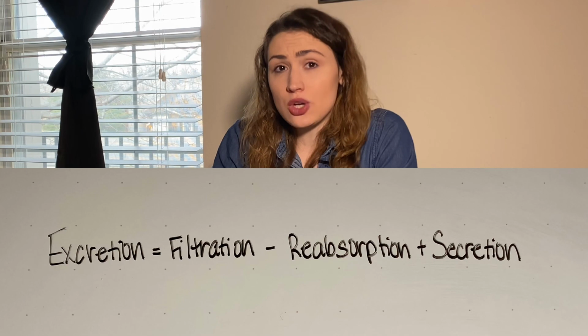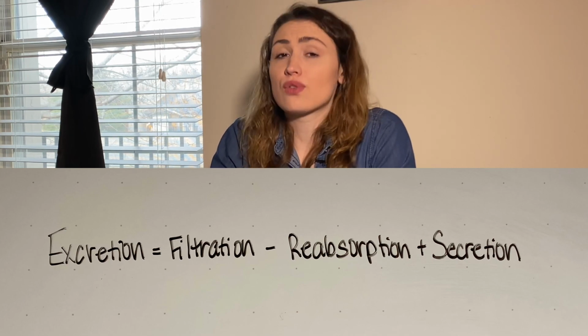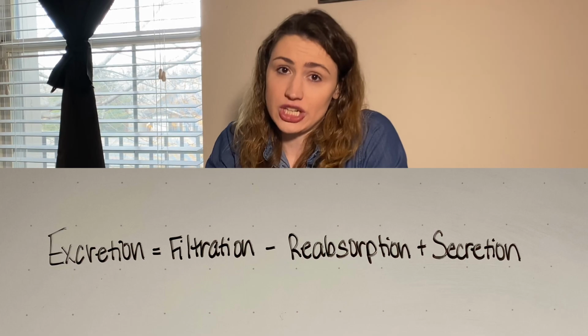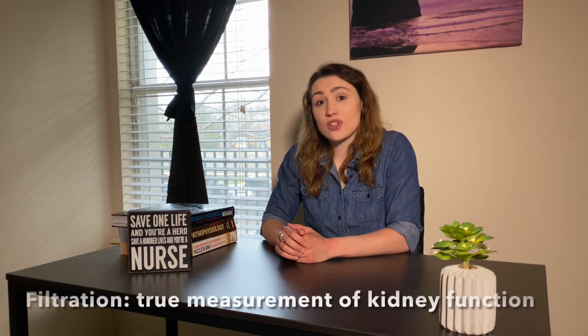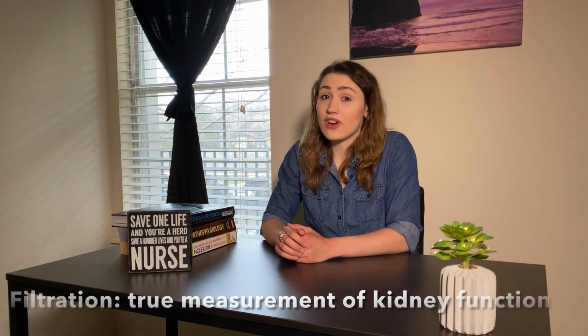We will talk about electrolyte and ion balance in later lectures, but the kidneys secrete hydrogen ions and potassium ions in order to maintain homeostasis. So recall from one of our previous lectures that we had a formula that talked about what gets excreted: excretion equals filtration minus reabsorption plus secretion. But this formula doesn't tell us how well our kidneys are working, because it doesn't tell us solely how well we are filtering things, because filtration is the true measurement of kidney function.